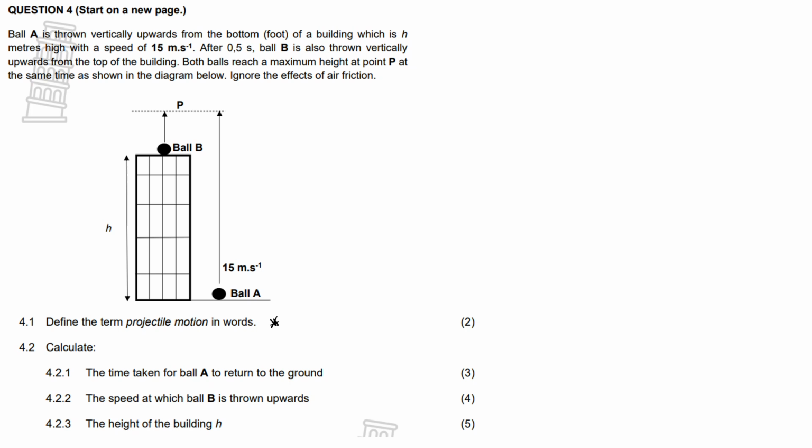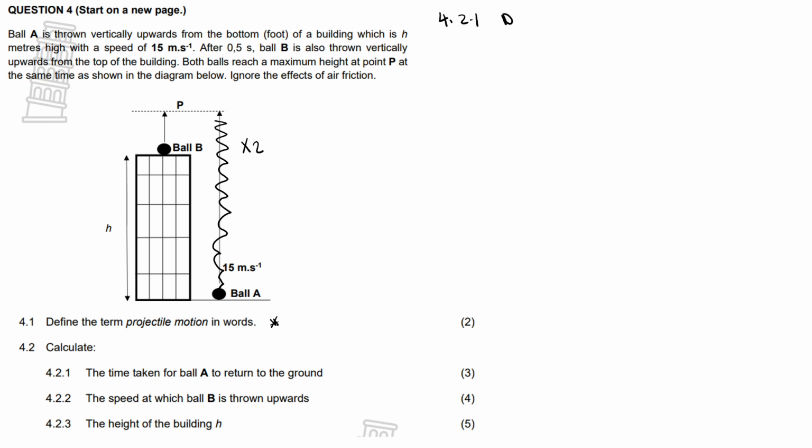So we need to find the time ball A travels through this displacement. The time that we get, we multiply it by 2, because remember the time that ball A will take to reach its maximum height, it will come back to the ground with the same time. So the answer that we get, we need to multiply it by 2. Let's quickly work on that.